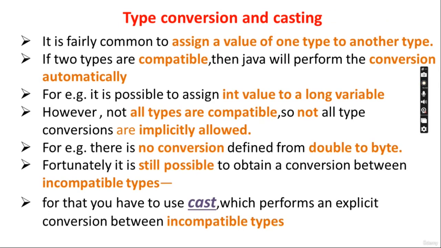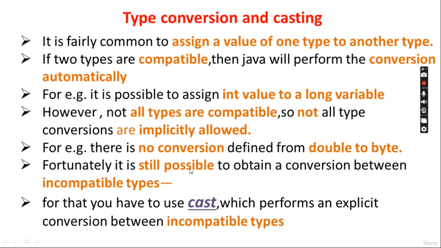Now, type conversion and casting. It is fairly common to assign a value of one type to another type. If two types are compatible, then Java will perform the conversion automatically. It is possible to assign an int value to a long variable because long can hold integer data. But not all types are compatible, so not all type conversions are implicitly allowed. There is no conversion defined from double to byte.